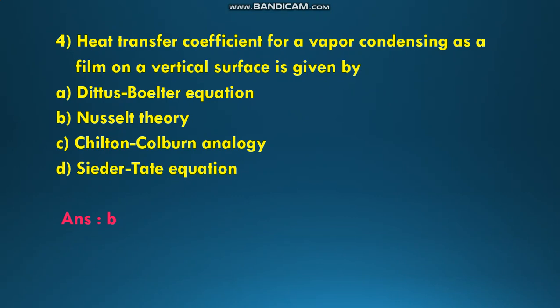Next question. The heat transfer coefficient for a vapor condensing as a film on a vertical surface is given by the equation: A, Dittus-Boelter equation; B, Nusselt theory; C, Chilton-Colburn analogy; D, Sieder-Tate equation. So the answer is B, Nusselt theory. This theory explains the heat transfer coefficient for the vapor which condenses as a film on a vertical surface.